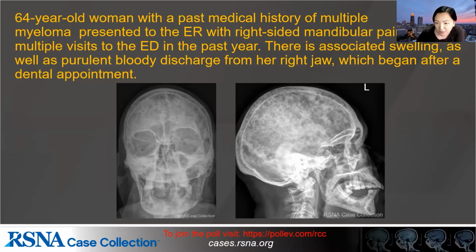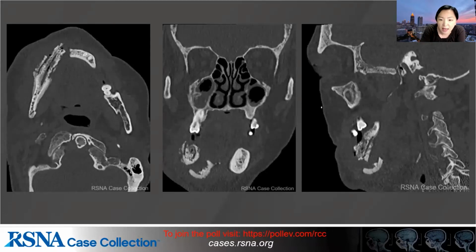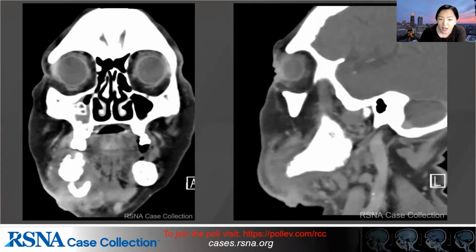So you'll see on plain films, there are some distinct abnormalities with her osseous structures. Here are additional views of those abnormalities on CT, axial and coronal images. And here we have images that are more relevant to the question at hand, which is her right jaw pain. So axial, coronal, sagittal reformats. And on soft tissue windows, you may also appreciate some associated soft tissue abnormality against that region of osseous abnormality in the right jaw.